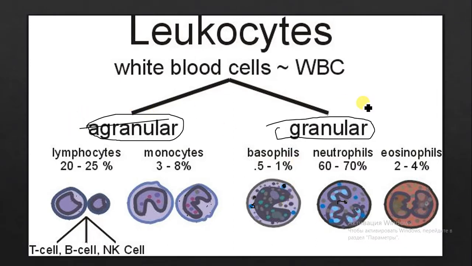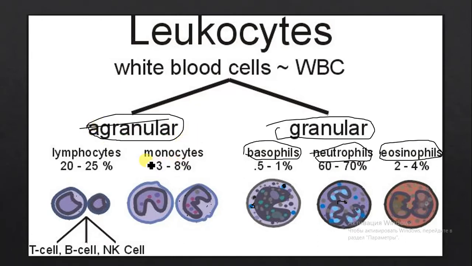But later, even later, the scientists figured out that granular leukocytes are not similar. Some of them possess basophilic granules, some of them possess neutrophilic granules, some of them possess eosinophilic granules, and we subdivide them into three populations of cells. And then agranulocytes, they're also not similar.